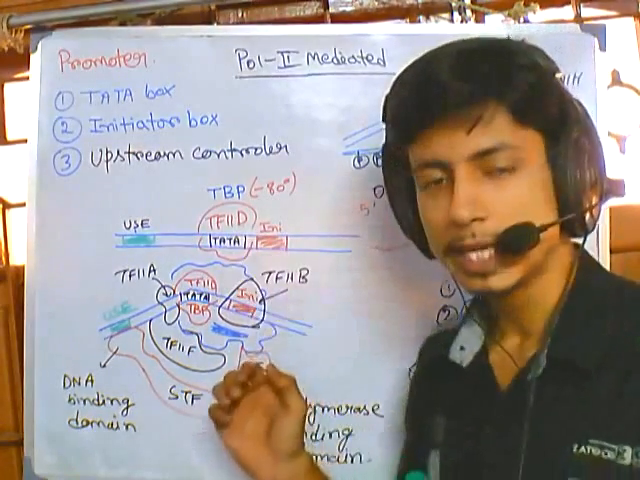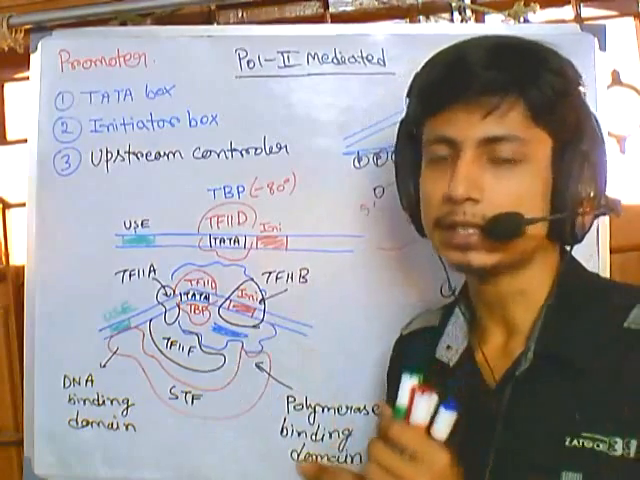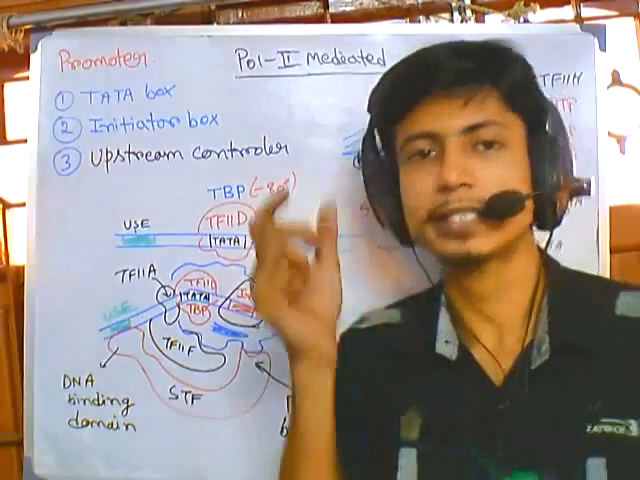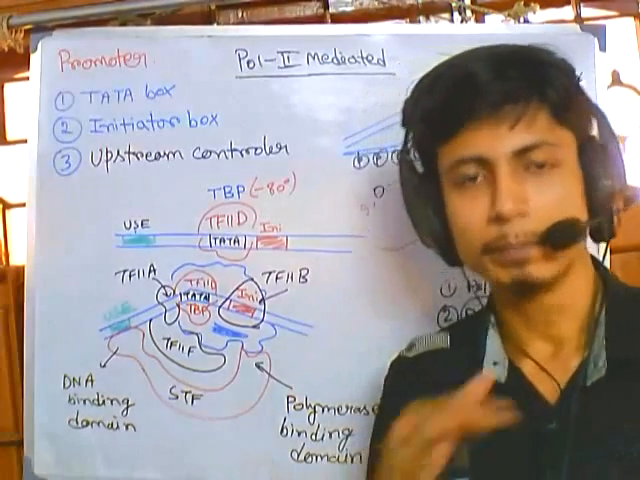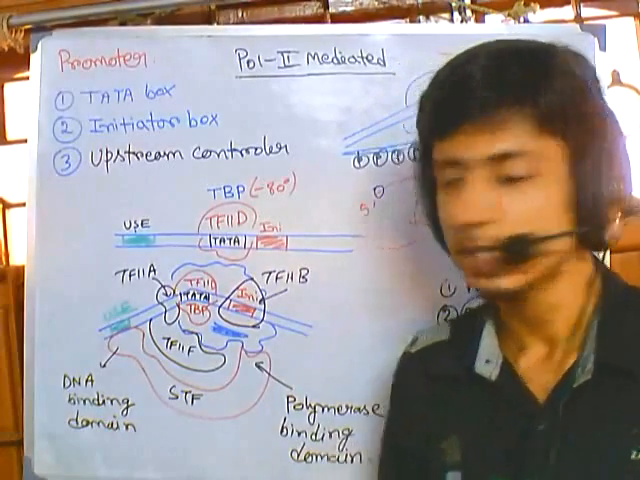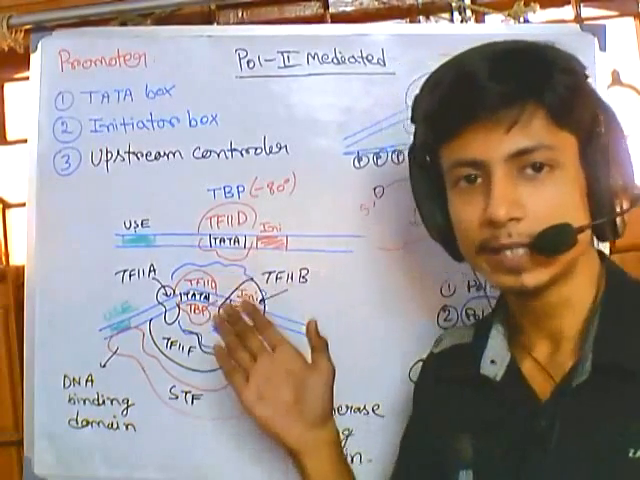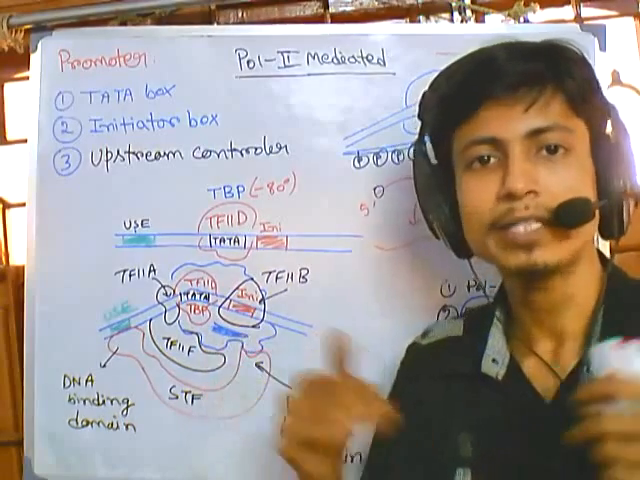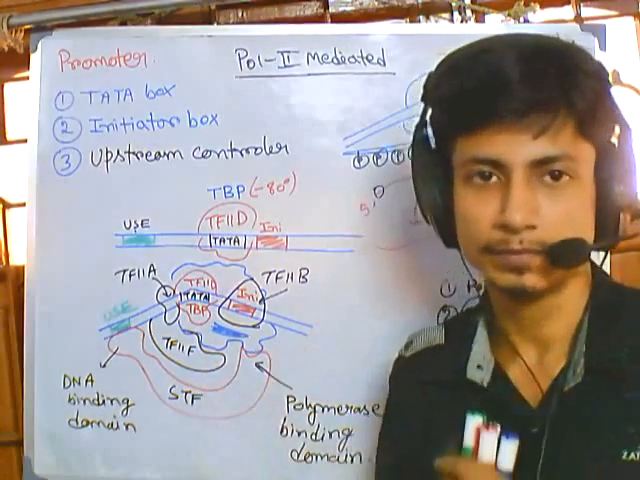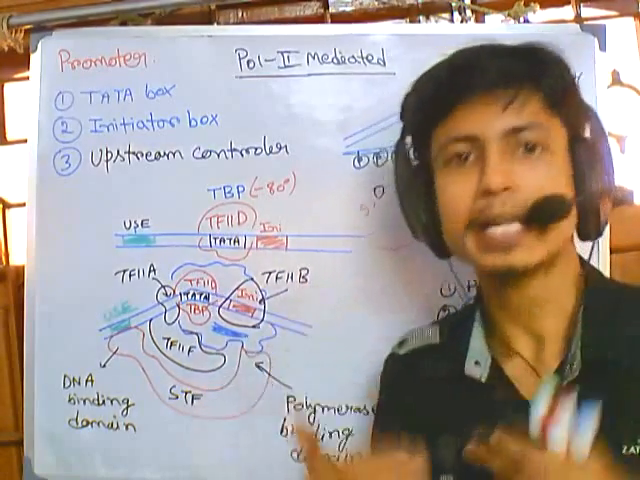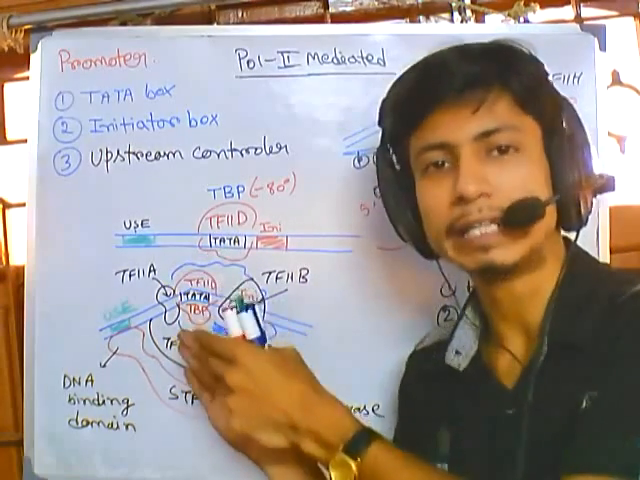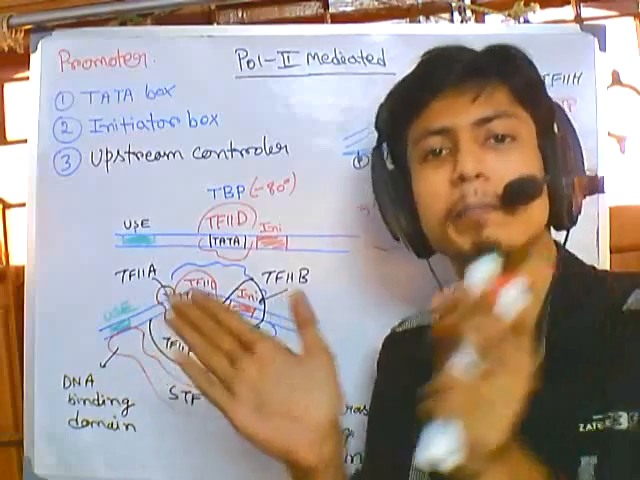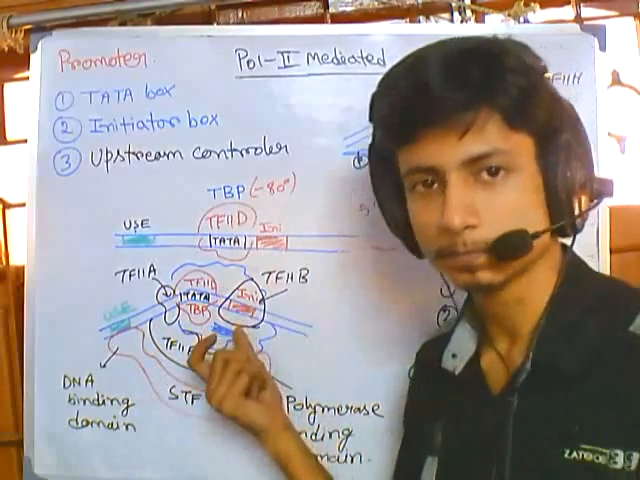It will bind with it, and the Tata binding factor region of this TF2D is made up mostly of beta strands. The beta strands have polyphenylalanine residues. As it has polyphenylalanine residues, it will kick these Tata regions at both terminal ends and make the DNA bend 80 degrees.